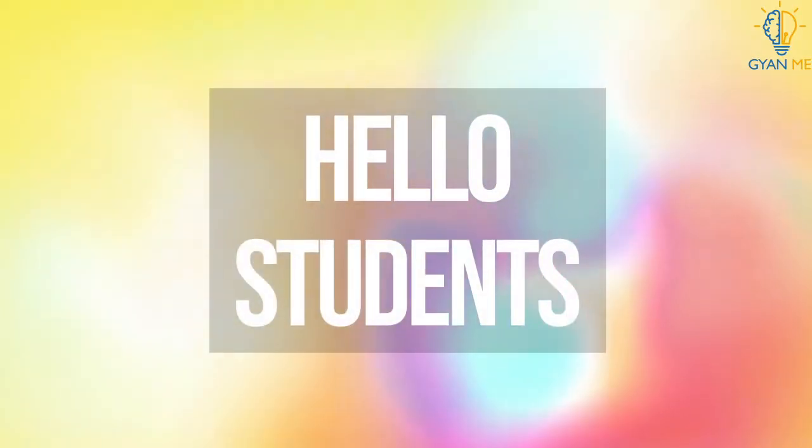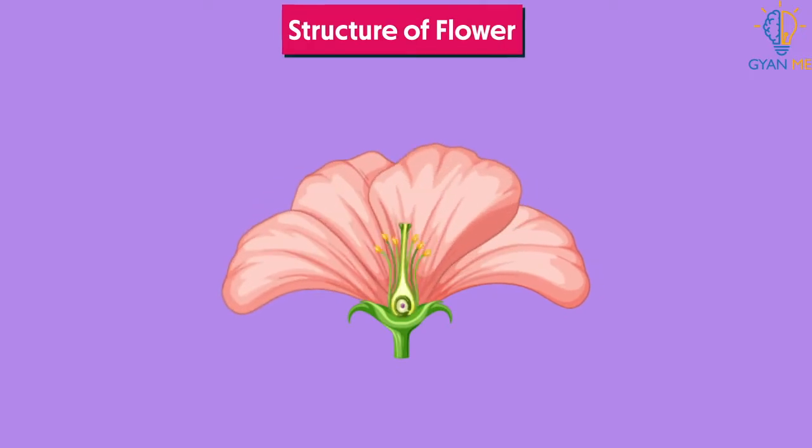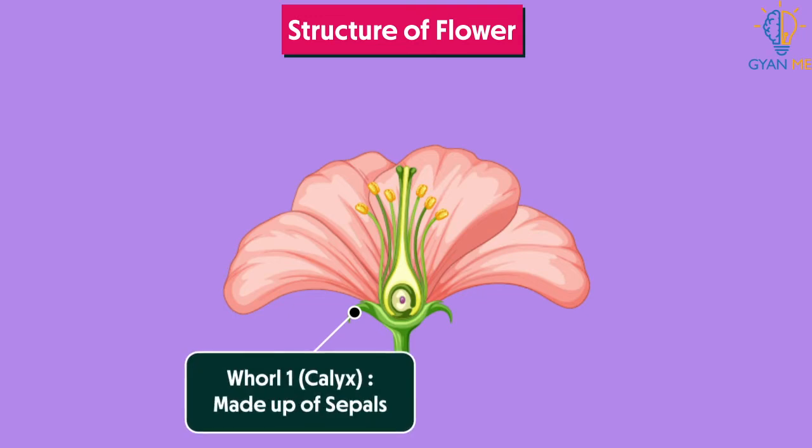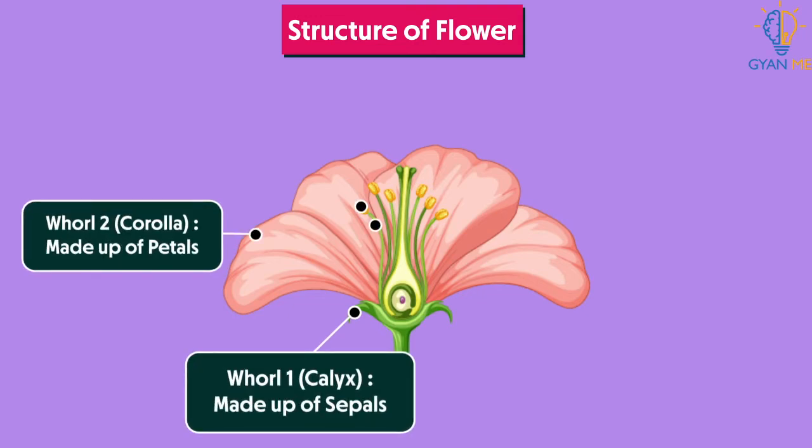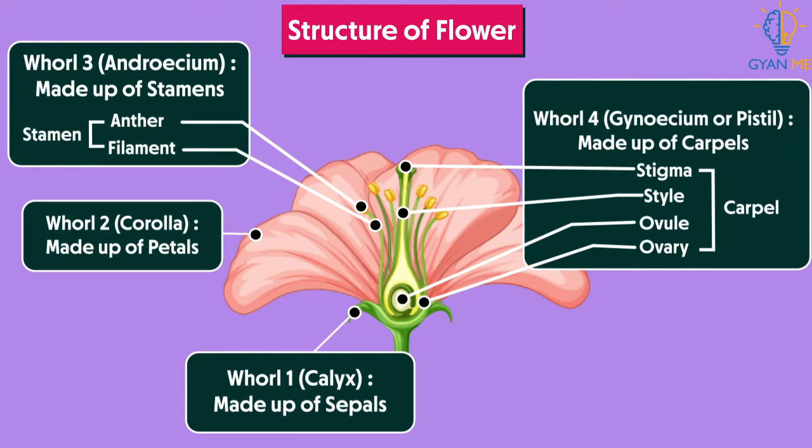Hello students! In our previous video, we learned about the structure of a flower. We saw that a flower is a reproductive organ for sexually reproducing plants. It has four whorls, namely calyx, corolla, androecium and gynoecium.